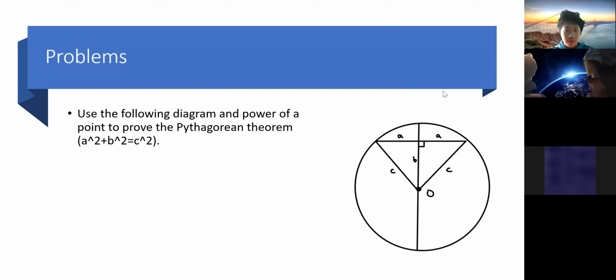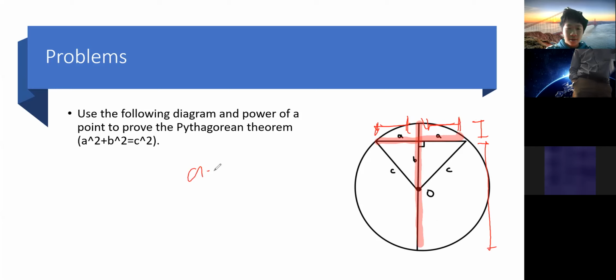All right, so what we're going to do here is we have two chords in this circle. We have this one, we have this one. By the power of a point formula, if we do this times this, that will equal this times this. Well, this times this is just a squared, right? A times a. I have to find what this times this is.